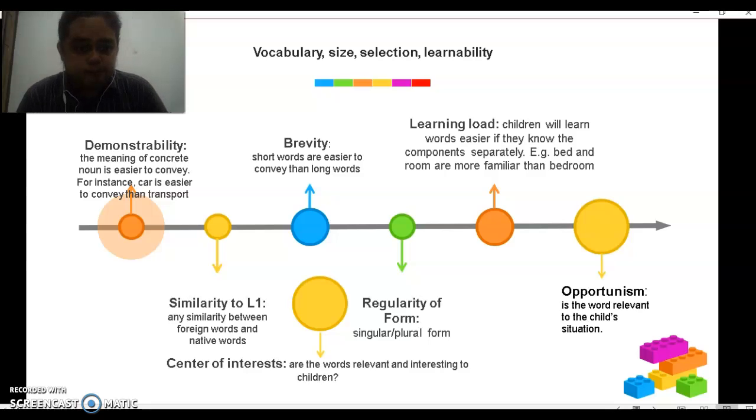Similarity to L1. We have to check whether there are any similarities between the foreign words and the native words. Regularity of form. We have to teach children also about singular and plural forms. Now, opportunism. Is the word relevant to the child's situation? And the last one is center of interest. Are the words relevant or interesting to children? We have to pay attention to that.